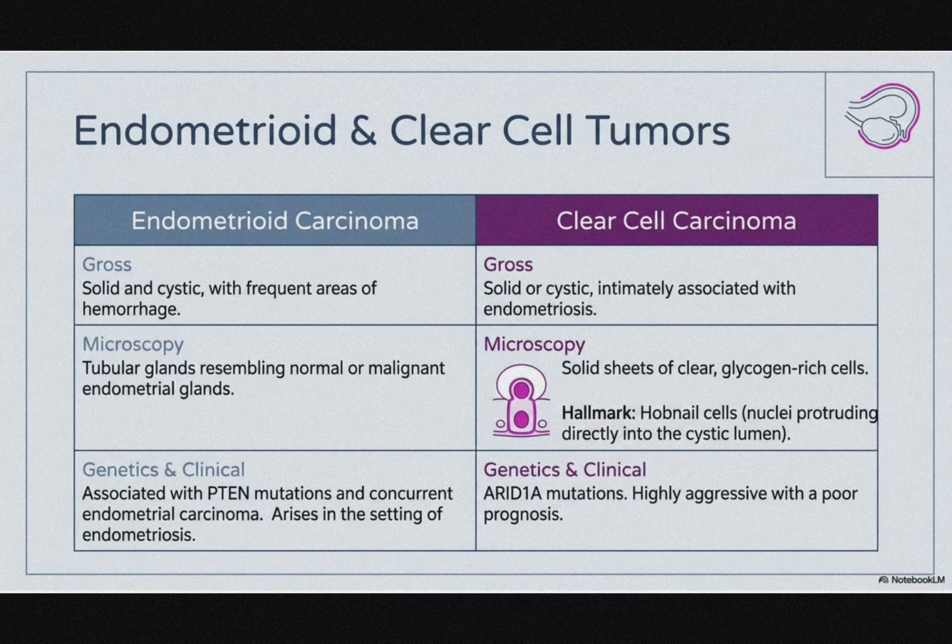Endometrioid carcinoma, genetics and clinical: it is associated with PTEN mutations and concurrent endometrial carcinoma, and arises in the setting of endometriosis. In clear cell carcinoma, ARID1A mutations are common. It is highly aggressive with a poor prognosis. What does it mean? It means that endometrioid carcinoma has a good prognosis and clear cell carcinoma has a poor prognosis.